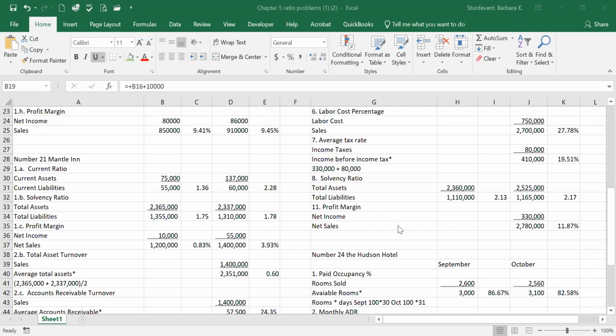And then profit margin, just like the last one, income over sales, 11.87%. Okay.